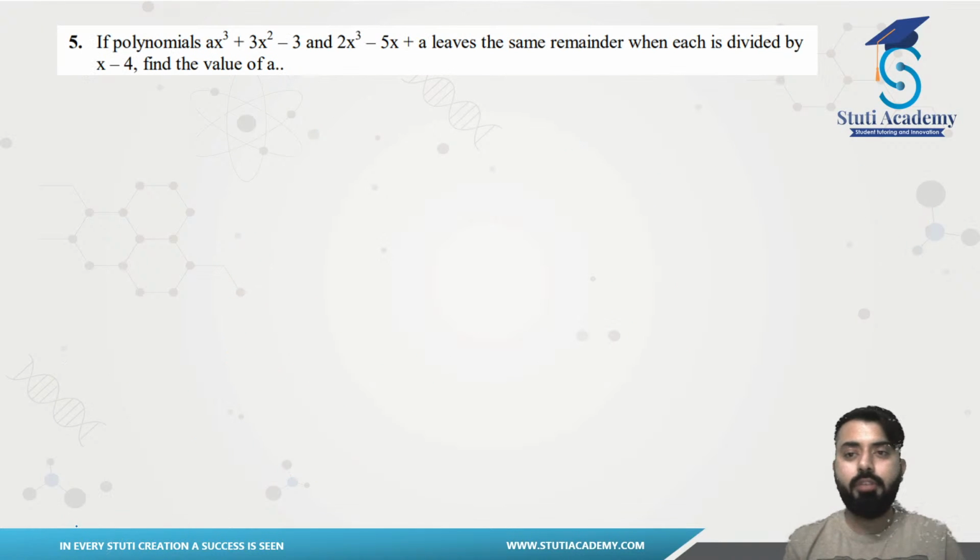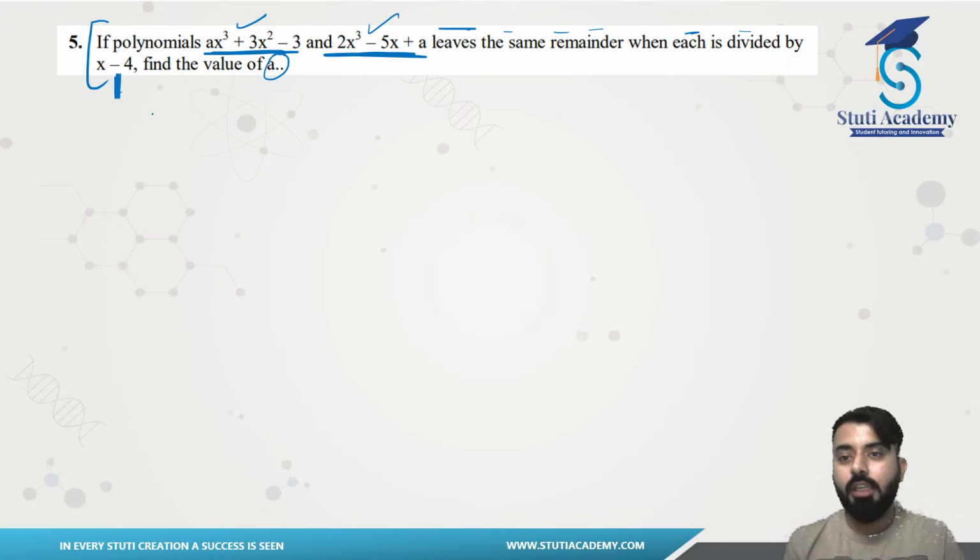Now let's see what do we have for the next part. It is this one. See, if a polynomial which is this one and a polynomial which is this one leave the same remainder when each is divided by x minus 4. That means when you divide this polynomial with x minus 4 or this polynomial with x minus 4, your remainder is same. So we have to find the value of a.